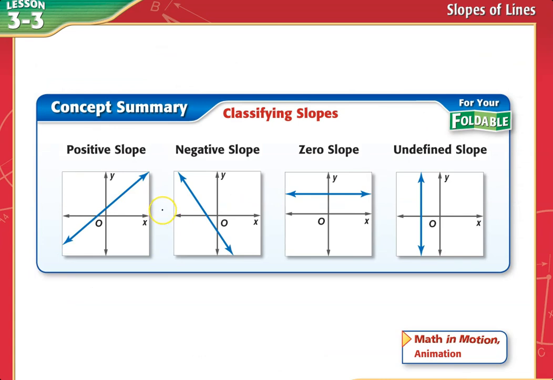Classifying slopes. We have positive slopes going up and to the right, negative slopes going down and to the right. Zero slopes are horizontal lines, and undefined slopes are vertical lines.